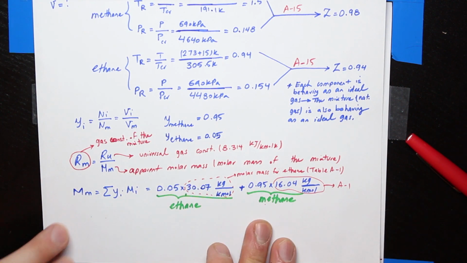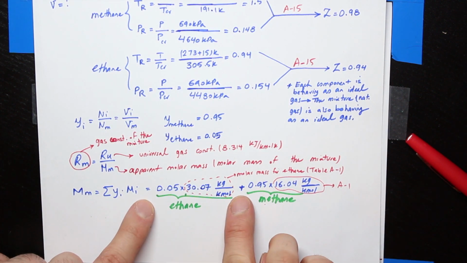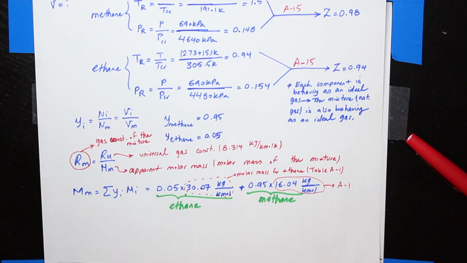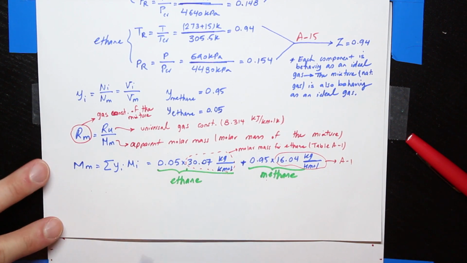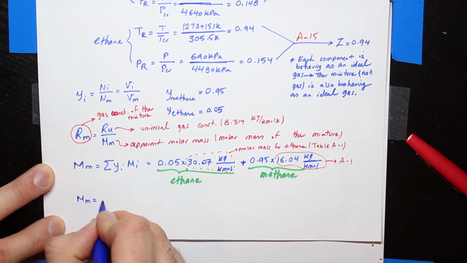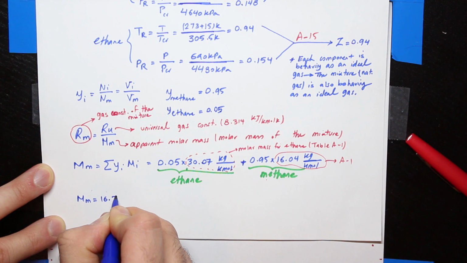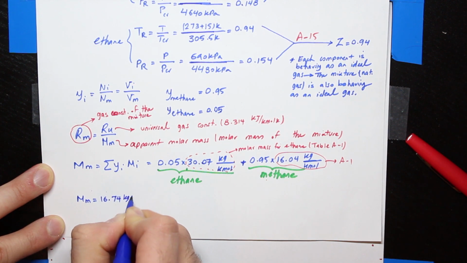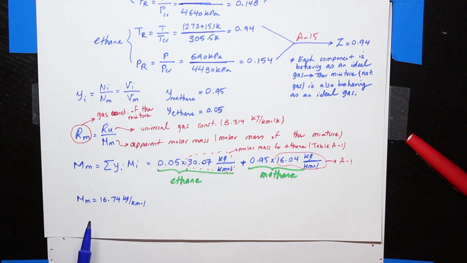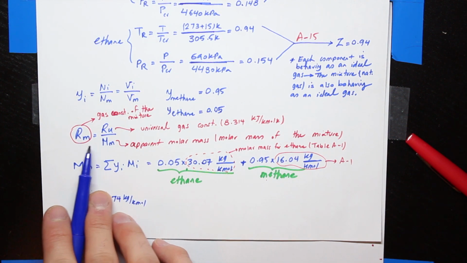Now you know what these terms are. This part is for one component and this part is for another component. So if you do the math, you will be able to obtain Mm, the apparent molar mass. And value-wise, that is 16.74 kilogram per kilomole.